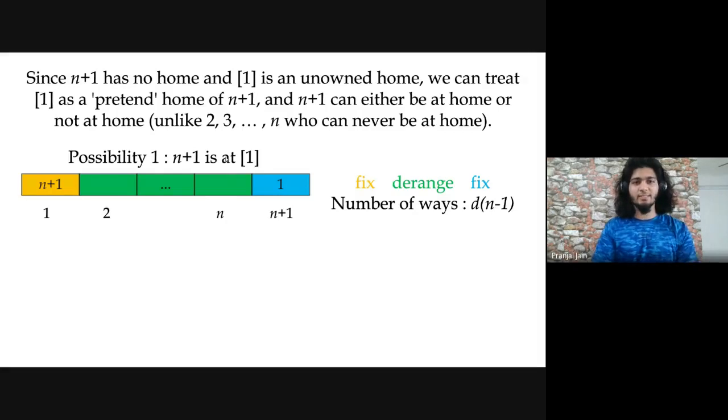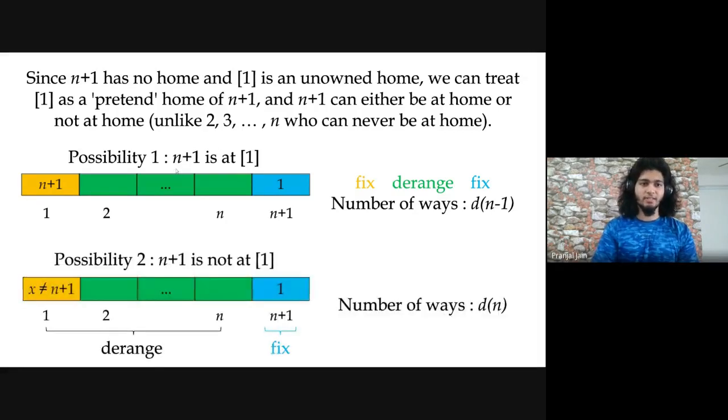The other case is where n plus 1 is not at home, so it is not in the first place. In the first place, you have some number which is not n plus 1. Now we can say that we'll derange all of these, and in the derangement, we'll assume that the home of n plus 1 is square bracket 1. That basically assigns a home to n plus 1.